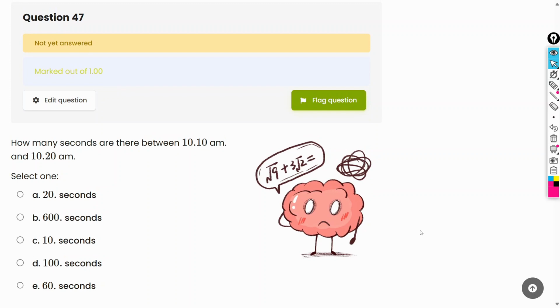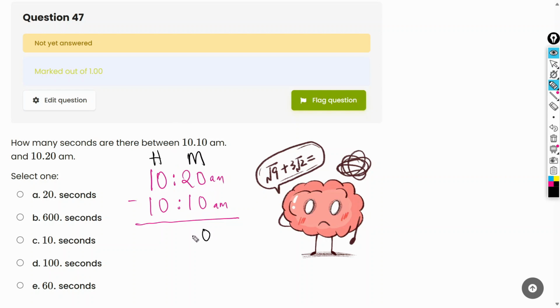How many seconds are there between 10:10 a.m. and 10:20 a.m.? From 10:10 to 10:20. Let us subtract to see. So 10:20 minus 10:10. They are both in AM, so we can subtract. This is our minutes place. This is our hours place. So 0 minus 0 is 0. 2 minus 1 is 1. And then this is 0, 0. So this is simply 10 minutes.